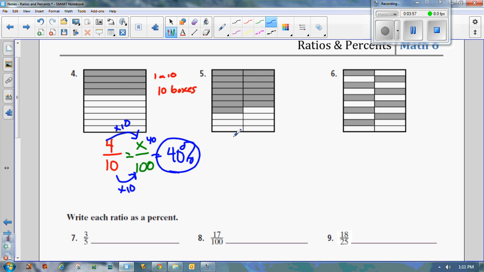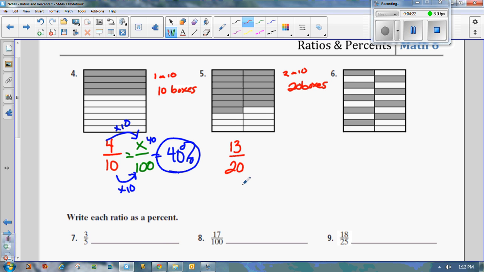When we look at number 5, we have a total of 20 boxes, 10 here on the left and 10 on the right. So we have 2 rows of 10, so 10 boxes, or, excuse me, 20 boxes. When we count how many are shaded here, we have a total of 13 out of the 20 shaded.